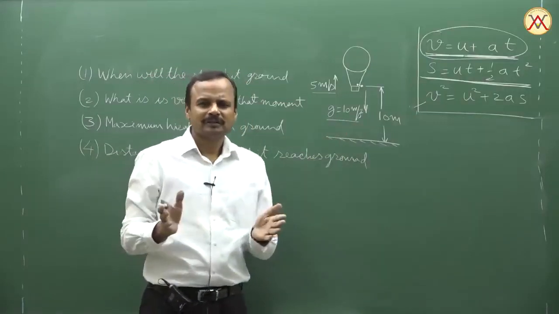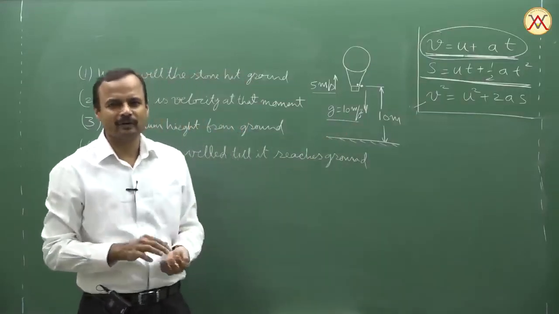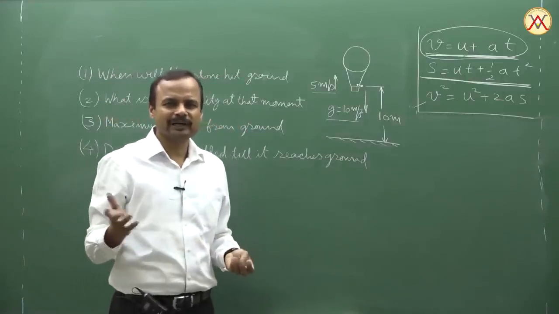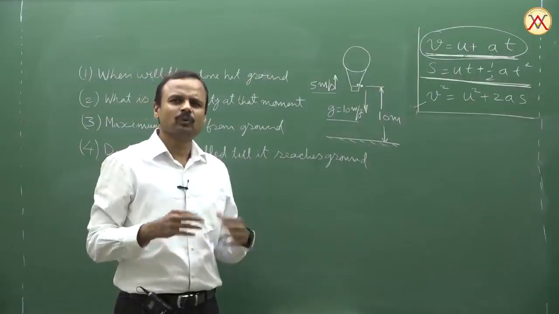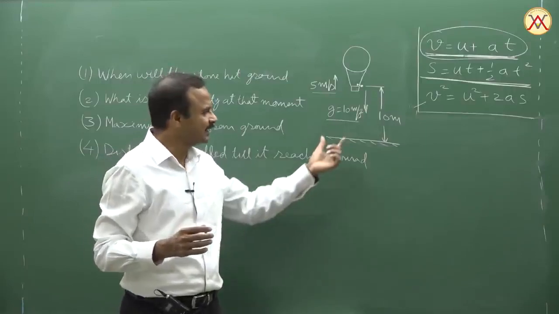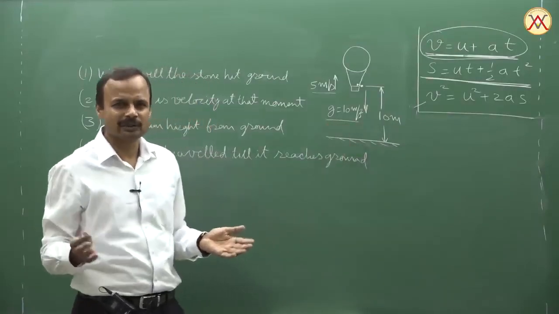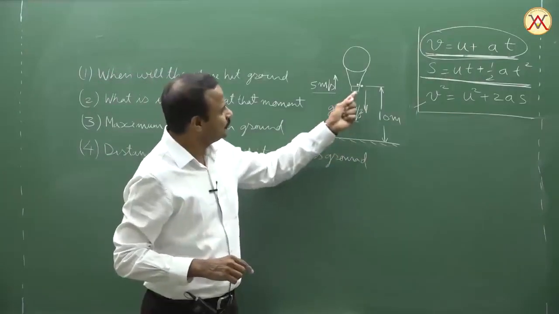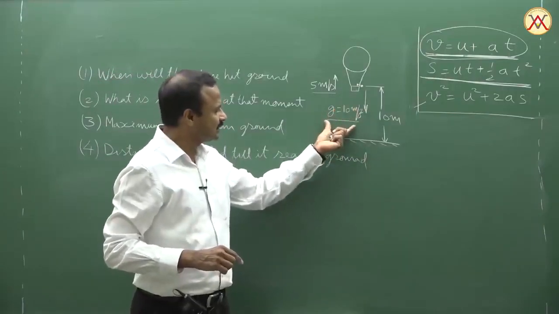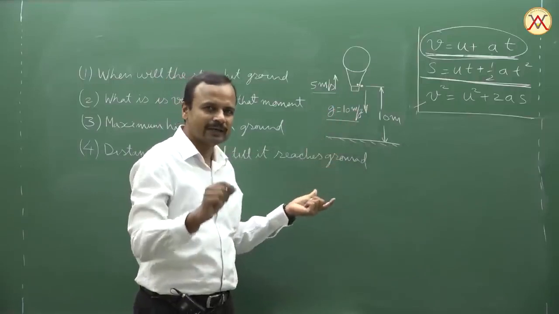Mind you, the more precise value of g is 9.8 meter per second square, but in most problems of JEE, it is taken as 10 meter per second square just for the sake of easier calculation. So the stone drops with an acceleration of 10 meter per second square downwards.